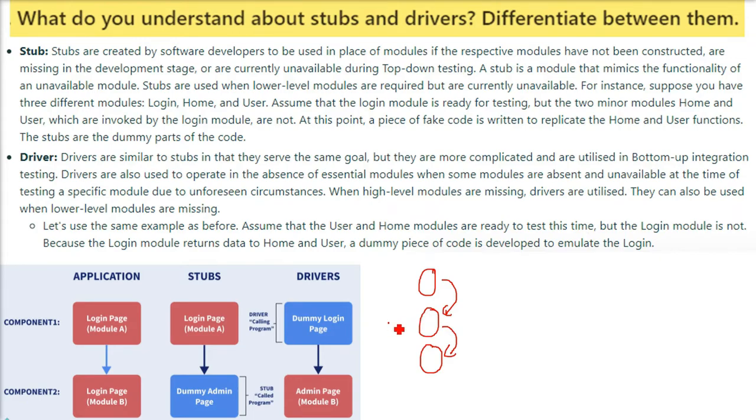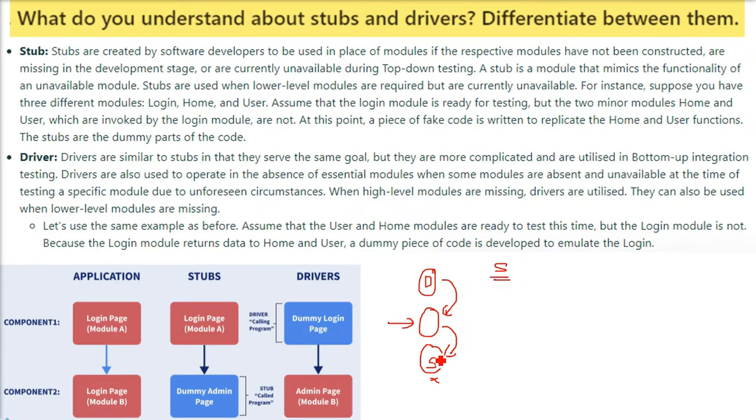Now in case the last module is not yet prepared, we'll make a dummy program, and this dummy program is called the stub. This is one scenario. Now it may also happen that the main module, which is calling the other modules, is not developed. There may be such circumstances. For that, we will make the driver program. So this driver is the main module. Stubs are the called modules.